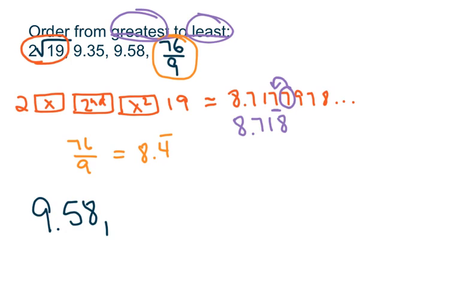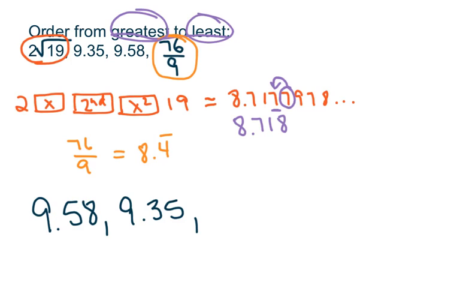And then it would be 9.35. So then we have to compare the 8.4 repeating with the 8.718. So when we compare those, we're comparing the tenth spot, 7, to this tenth spot, 4. So 7 is greater. So this one goes next in my list of answers.